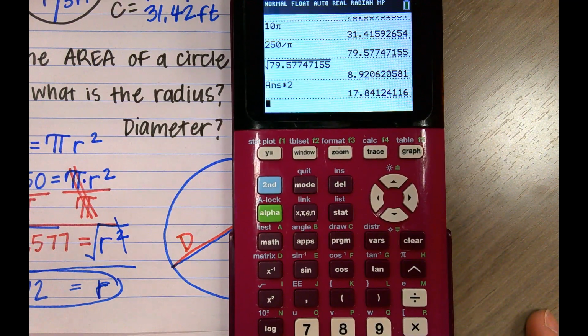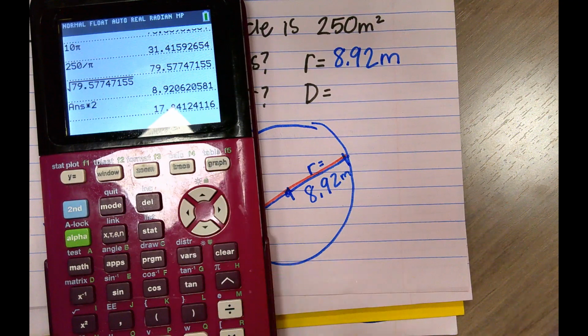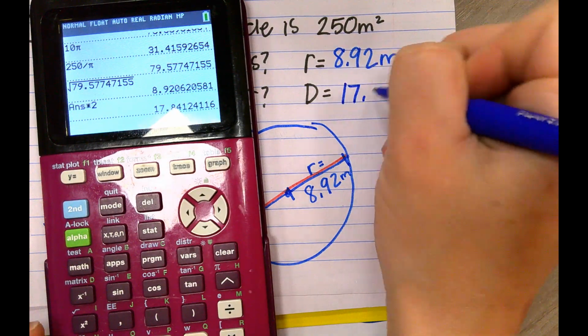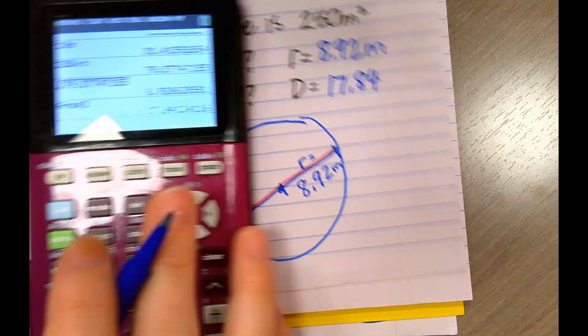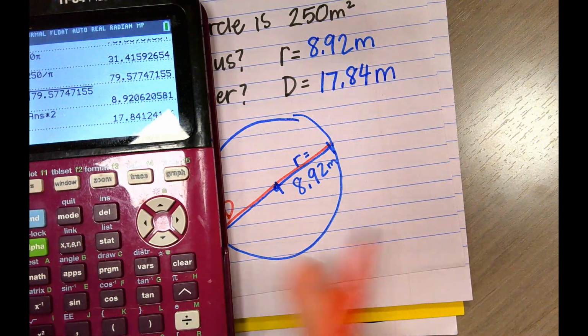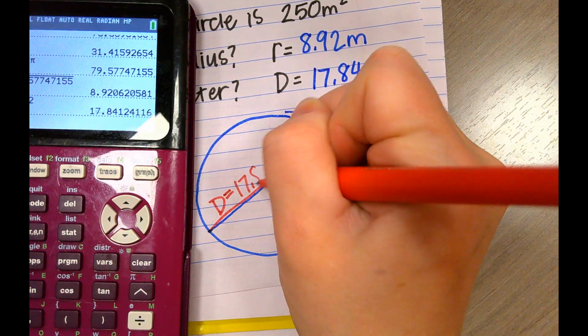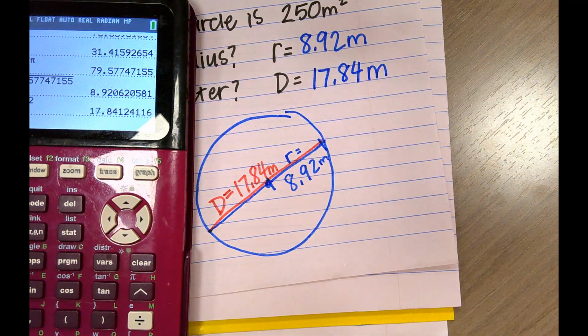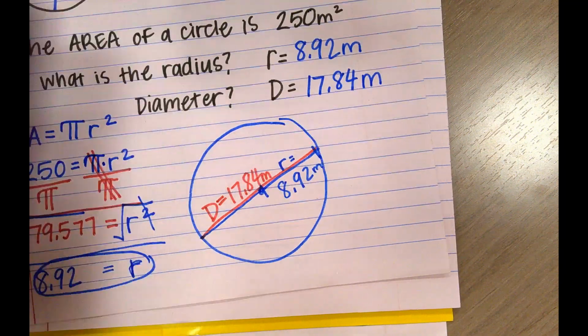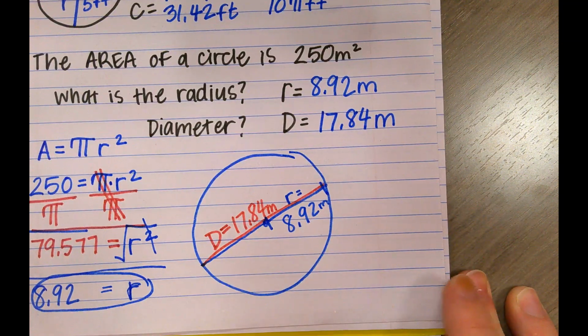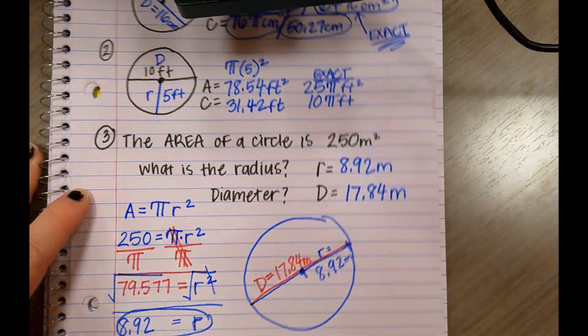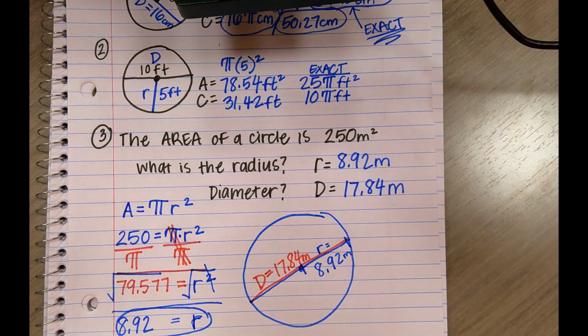So enter. What's our diameter? Good, 17.84 meters. Yes, perfect. So my diameter is 17.84 meters. Wonderful. That's not so bad, is it, you guys? Not so bad. All right. Wonderful. So that is area and circumference, diameter and radius. We know a few new things.